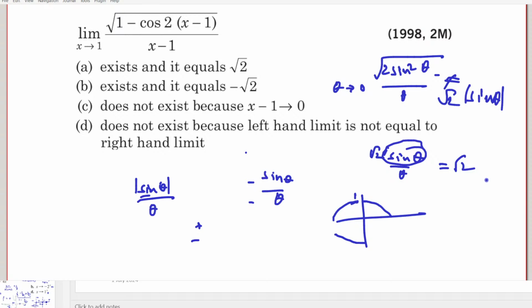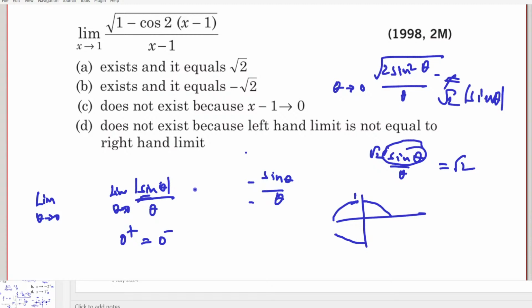No, see, what is the point? When we say limit of something, when we say limit theta tends to 0, what does that mean? So, for example, x square minus 4 by x minus 2. For mod of sine theta by theta, what is the limit? Limit theta tends to 0 means what? First, 0 plus and 0 minus, both should be the same. Then only the limit exists.